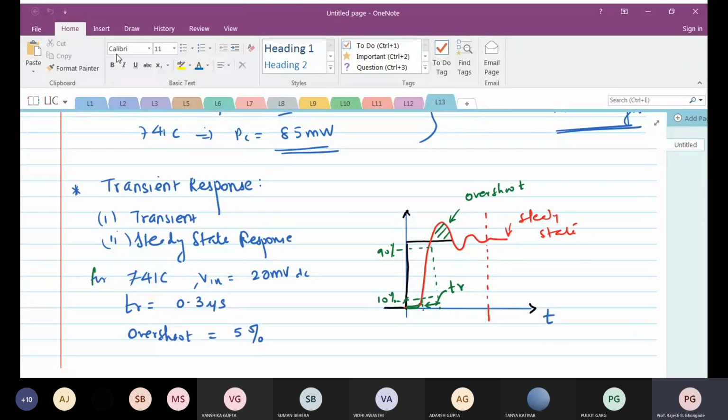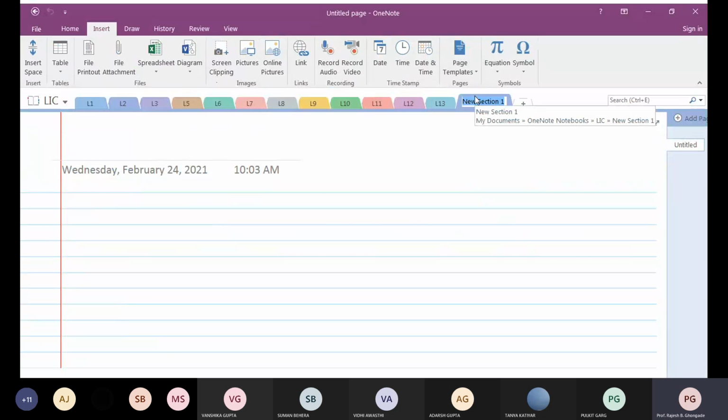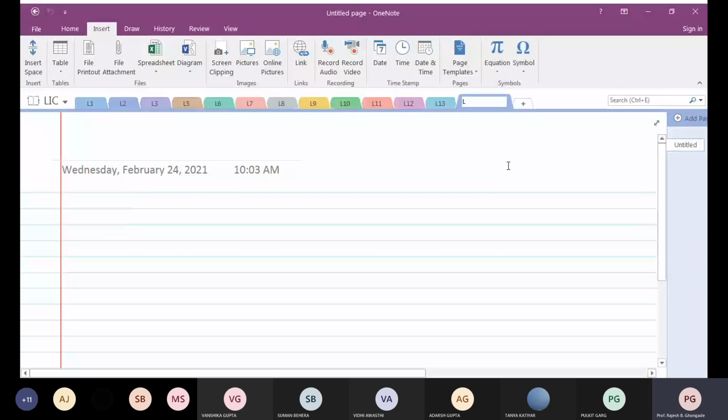Okay. So let me do away with this. I'll start a new page so that it will be easier for you to understand. So we were talking about the transient response. Now, what exactly is a transient response? Basically, what do you mean by a response in the first place?